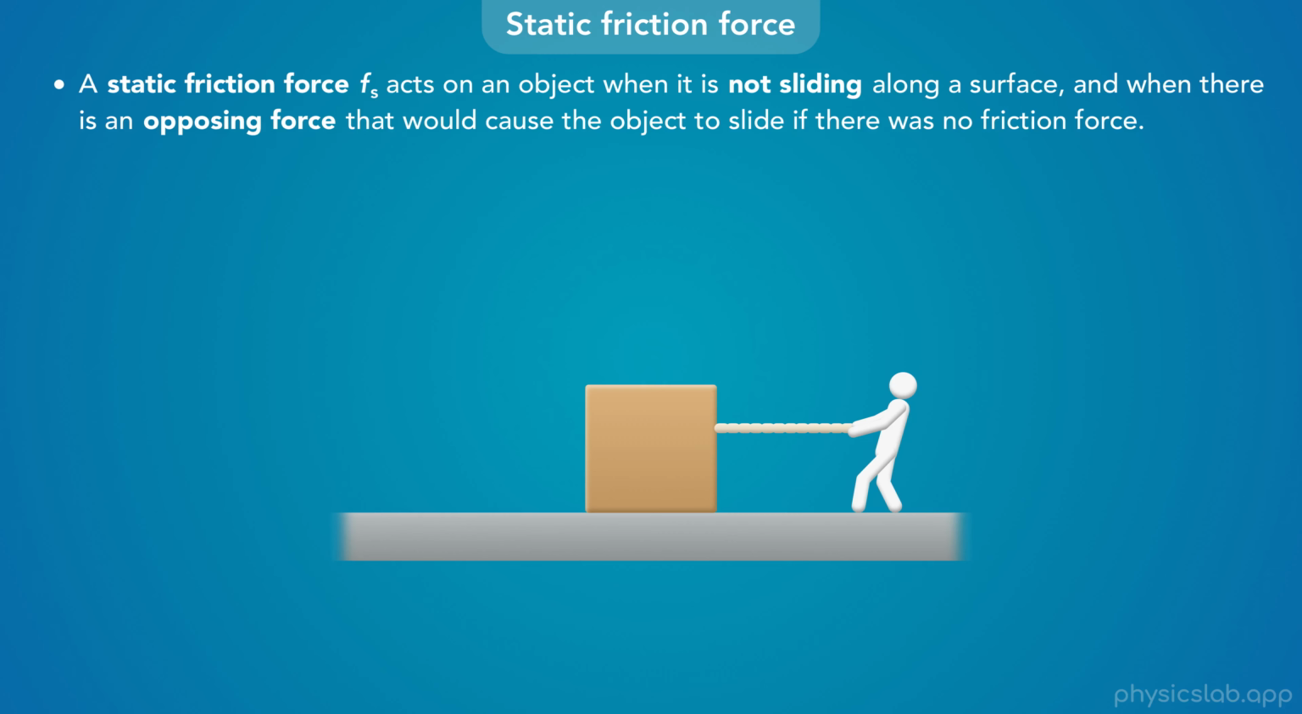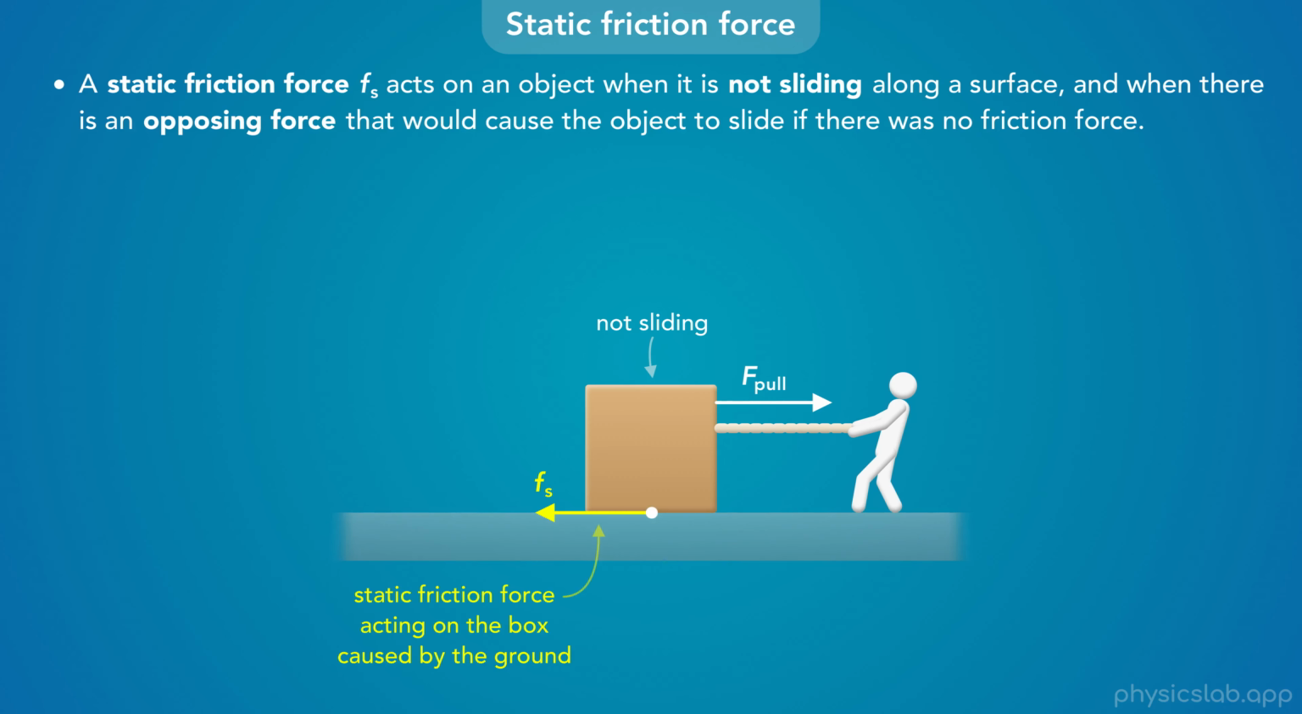So, let's say we have a box sitting on the ground, and a person is trying to pull the box to the right. If we're told that the box is not sliding and remains at rest, then there must be a static friction force acting on the box that points to the left.